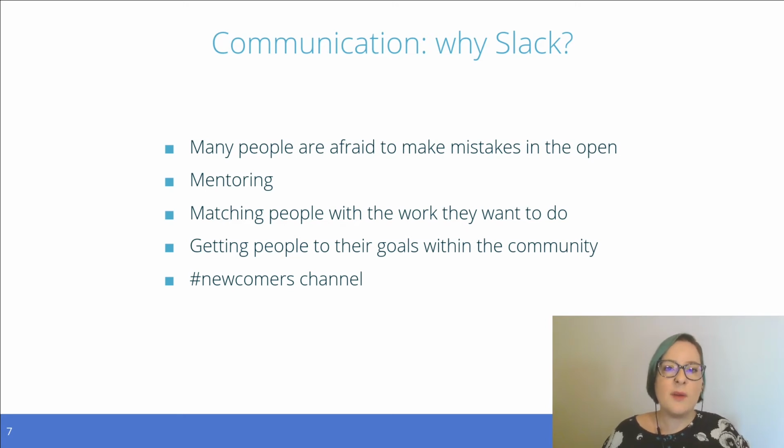Slack is also a great way to figure out mentoring and what people need in order to learn how to behave inside the project. And we can actually match people with the work they want to do. So someone who approaches with a lot of domain knowledge, maybe they want to write educational content or maybe they want to work on the code, but they need to be able to find those places to work, and talking to a maintainer is the best way to do that.